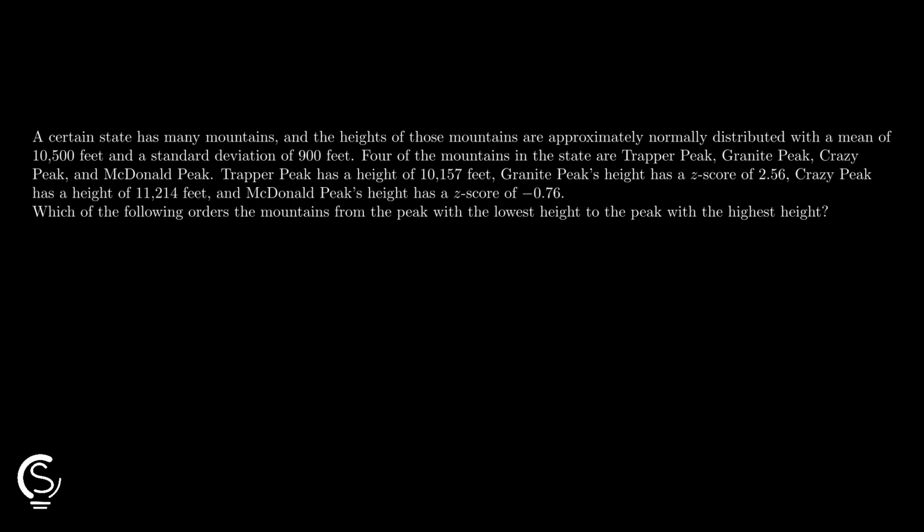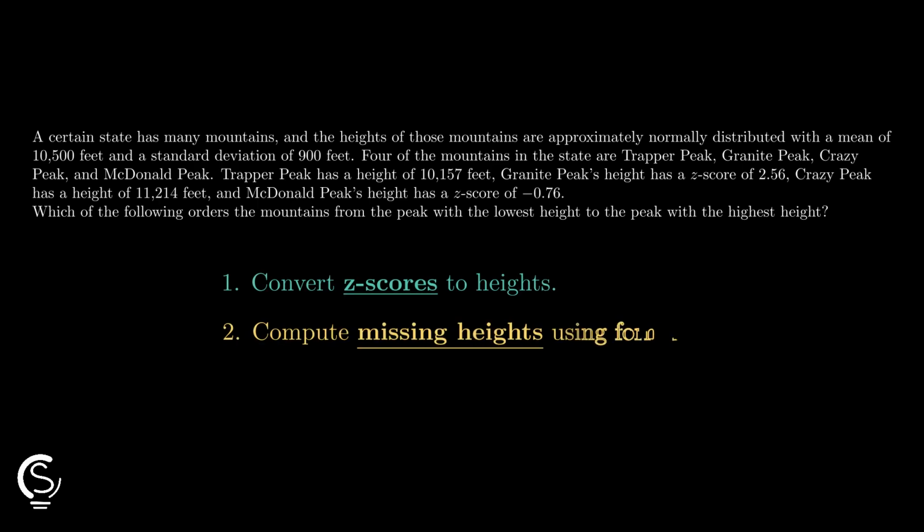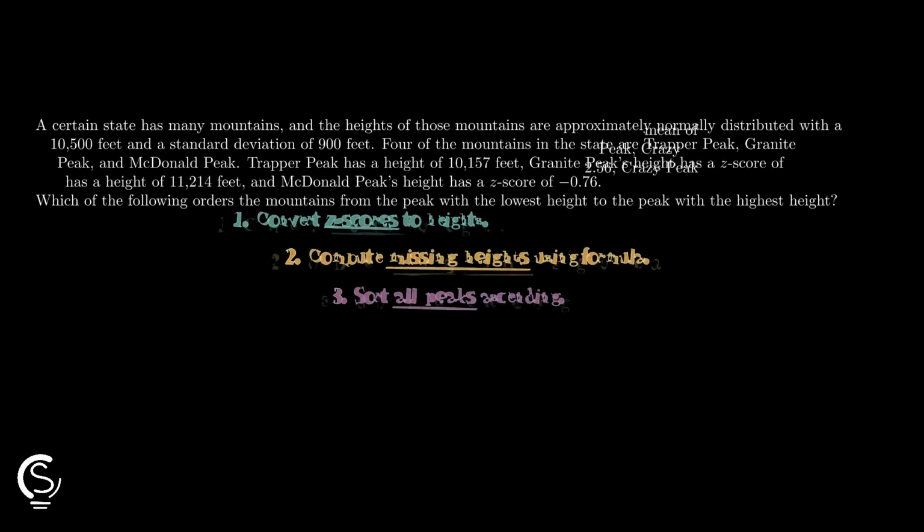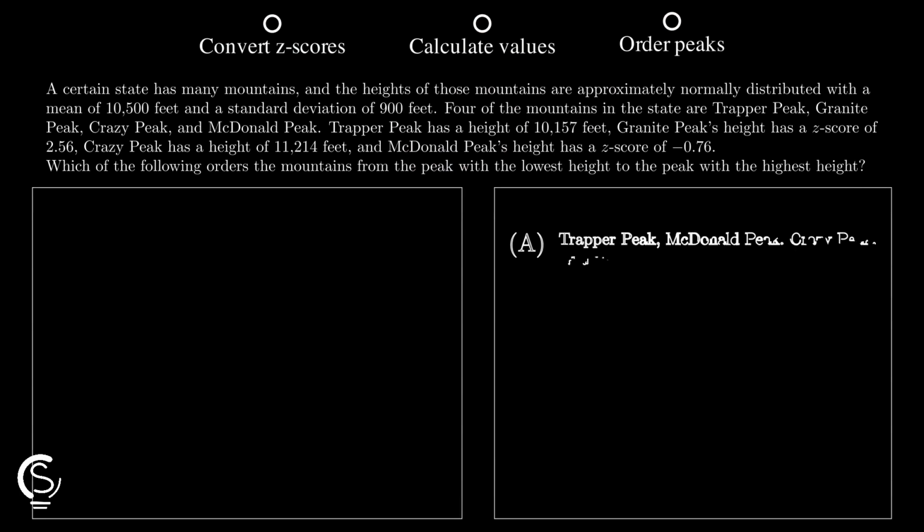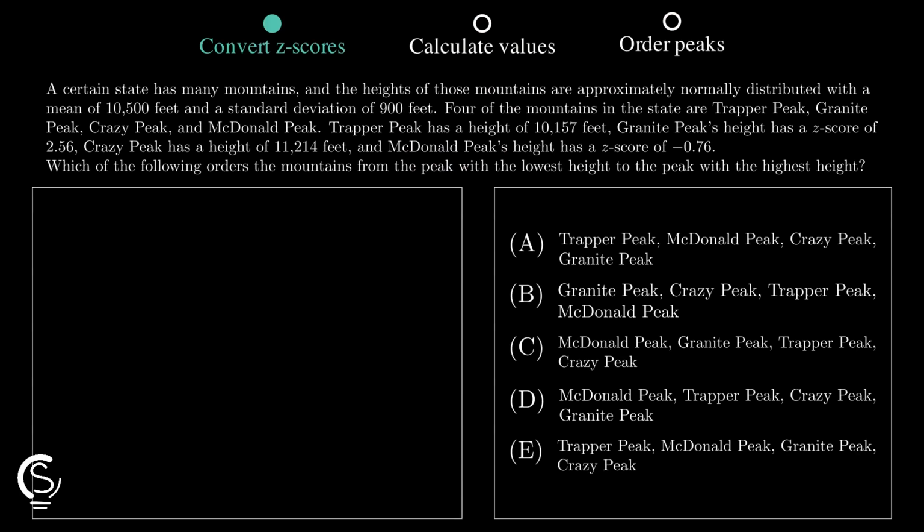I got your back. Calculating mountain heights from z-scores is actually super simple if you follow this quick 3-step process to find the correct order for these 4 peaks. To compare the mountains, we convert every z-score into feet using the formula height equals mean plus z-score times standard deviation. Let's go. This setup makes the math really easy.